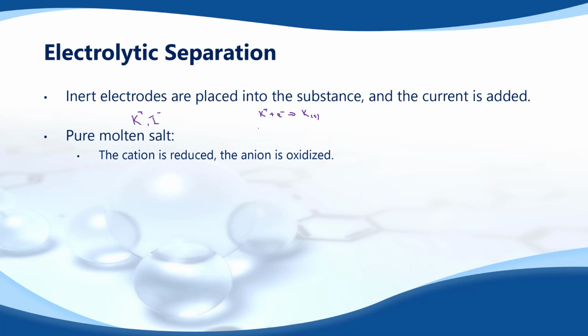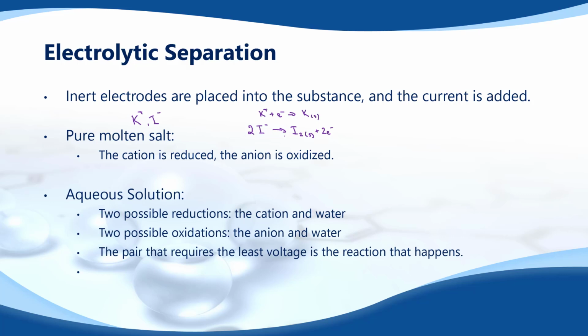Same thing for iodide. All iodide can do, in this case we're going to need 2 of them, is donate a couple of electrons while becoming I2 solid. Right, so for a pure molten salt, all we do is just split up the 2 ions. The positive ion gains an electron, the negative ion will lose an electron, and they'll form whatever their general elements are. The other way that we can electrolyze a solution is if we had it in aqueous solution.